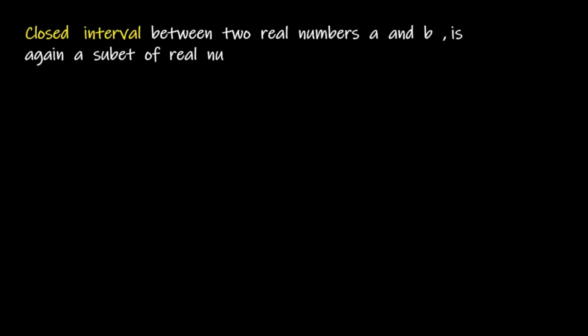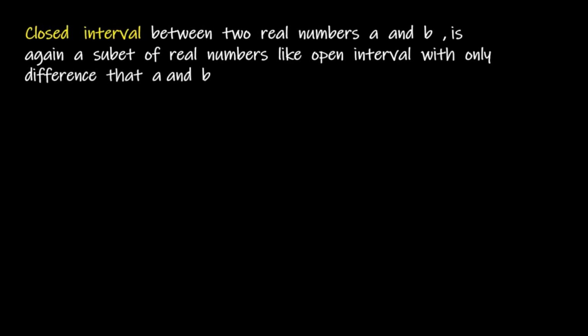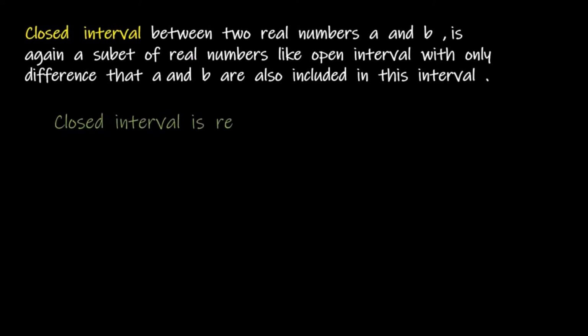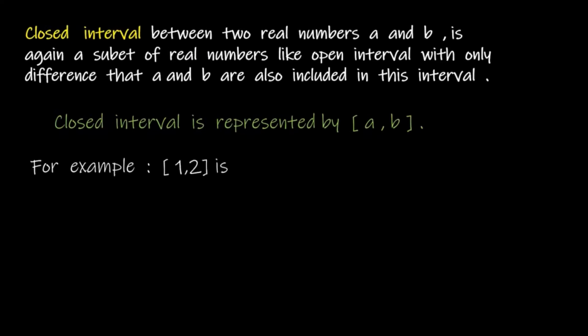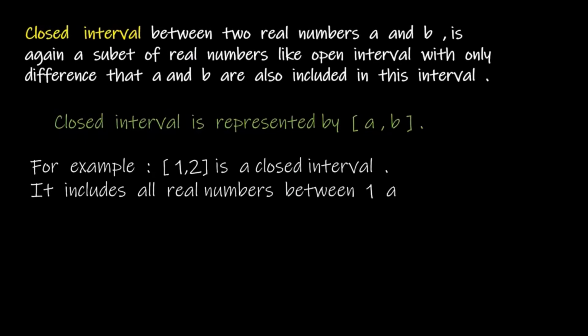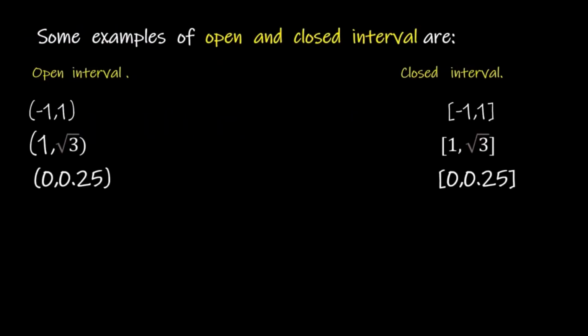Now, what is a closed interval? A closed interval between any two real numbers a and b is again a subset of real numbers like the open interval, with only one difference, which is that here a and b are also included in this interval. A closed interval is represented by the closed bracket a and b. For example, closed interval 1 and 2 includes all the real numbers between 1 and 2 along with 1 and 2 itself. Now some examples of open and closed intervals are listed here below.